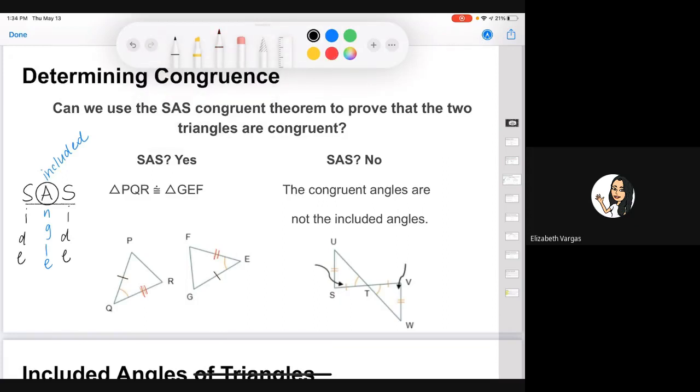And now I want to see, is that angle that I see there an included angle? Well, yes, it is an included angle because two sides form this angle right here. And so that would be my included angle.